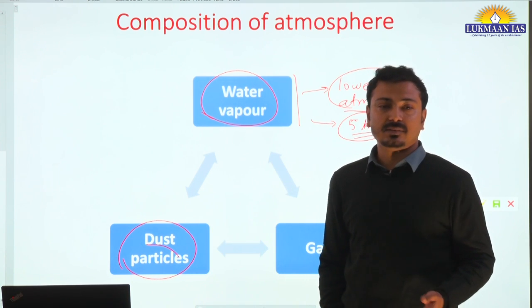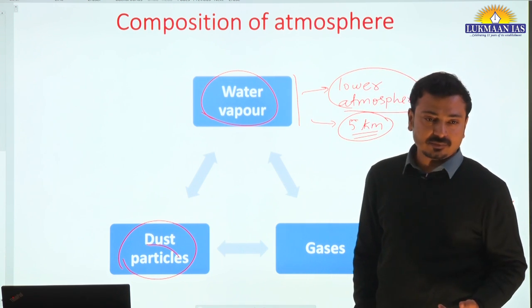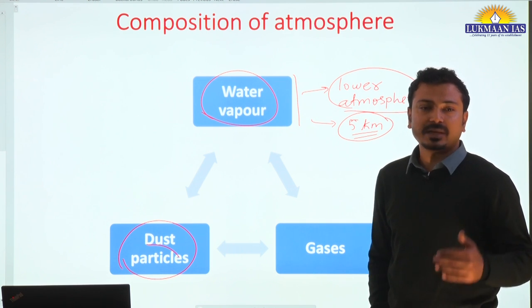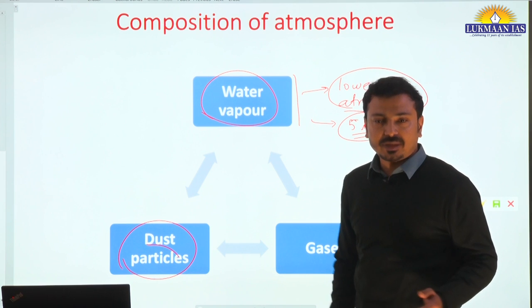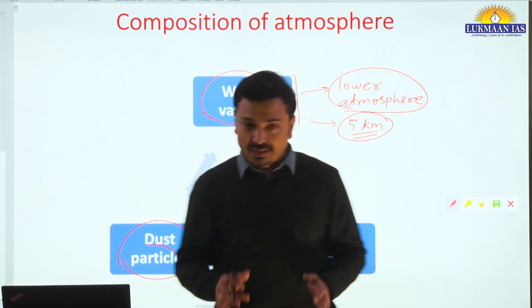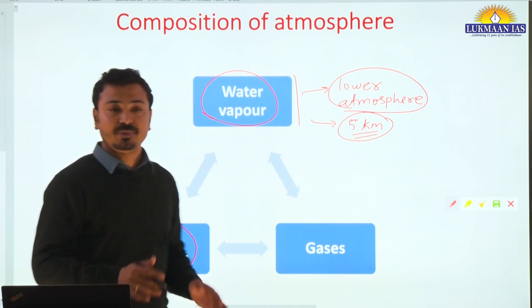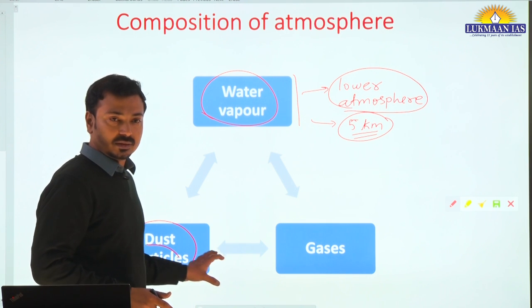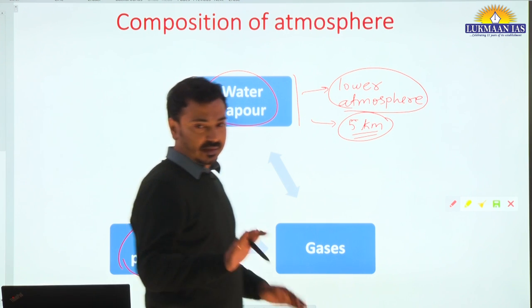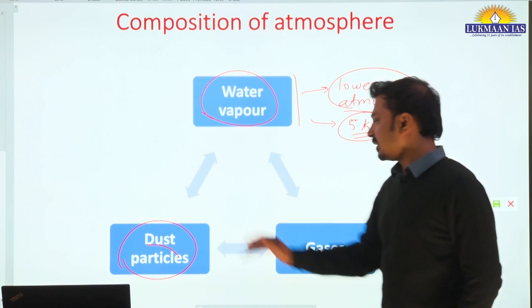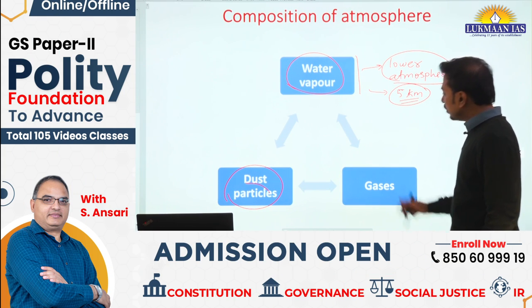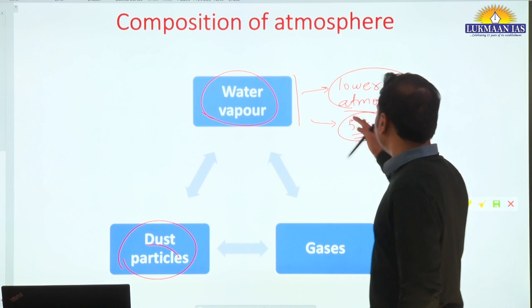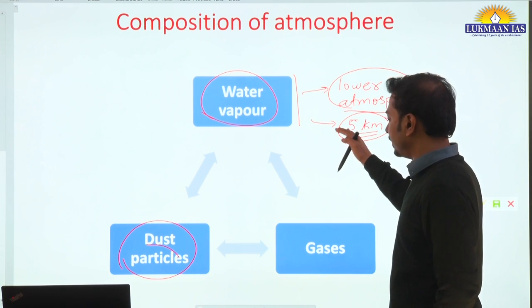For example, sunlight is scattered and reflected back into space. Another important phenomenon, they act as hygroscopic nuclei. Thereafter, condensation and precipitation happen because of dust particles. Understood? So, this is the significance of dust particles, and they are an important part of our atmosphere. And most of the dust particles again are located in the lower atmosphere.